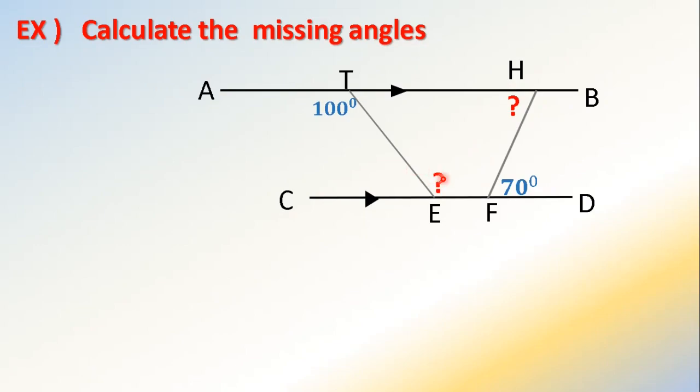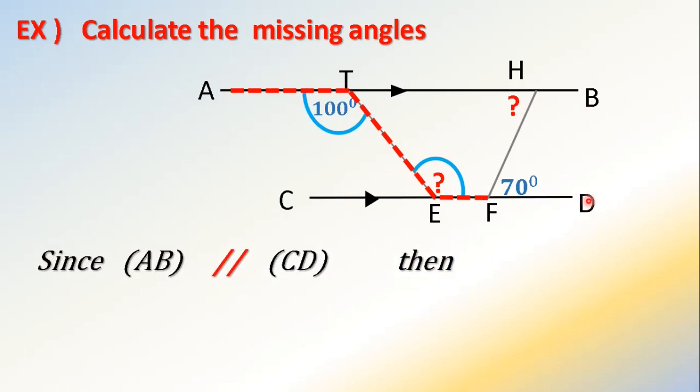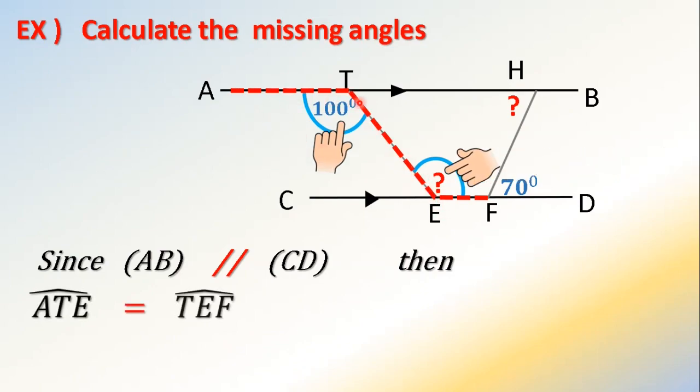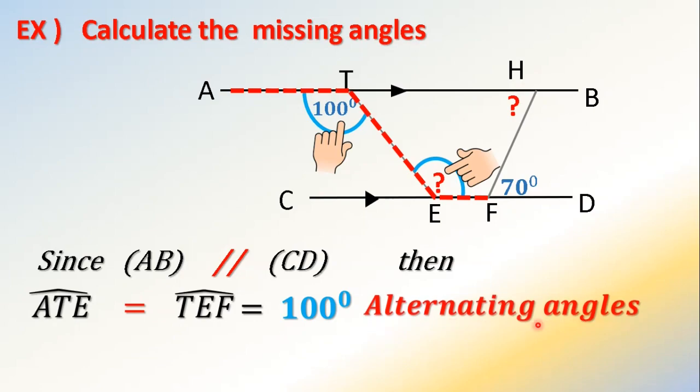In this exercise, we need to calculate the missing angles. Can you find the measure of angle TEF? Yes, we know that the two lines AB and CD are parallel. And if we look at the figure, we can say that this angle is equal to this angle, and the reason is alternating angles. Good. And how can you write that? Since AB is parallel to CD, then angle ATE is equal to angle TEF equals 100 degrees, and the reason is alternating angles. So this angle is equal to 100 degrees.